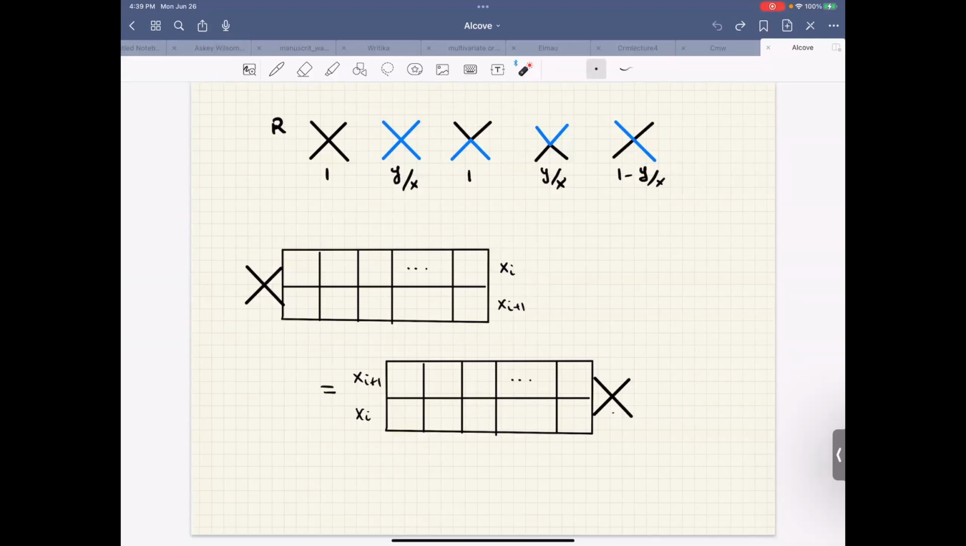And when you move the cross, actually you exchange the labels of the rows. So if this row was labeled with xi, now it's labeled with xi plus 1. And also the weight of this cross that I put on the left here is just 1. And so that means that I can now delete the two crosses and I get the proof of the symmetry of the skew Schur polynomial.